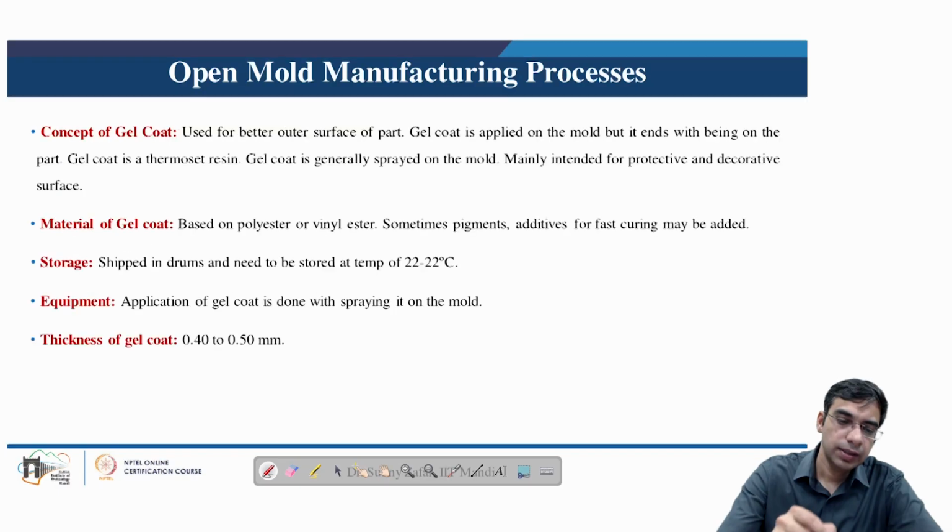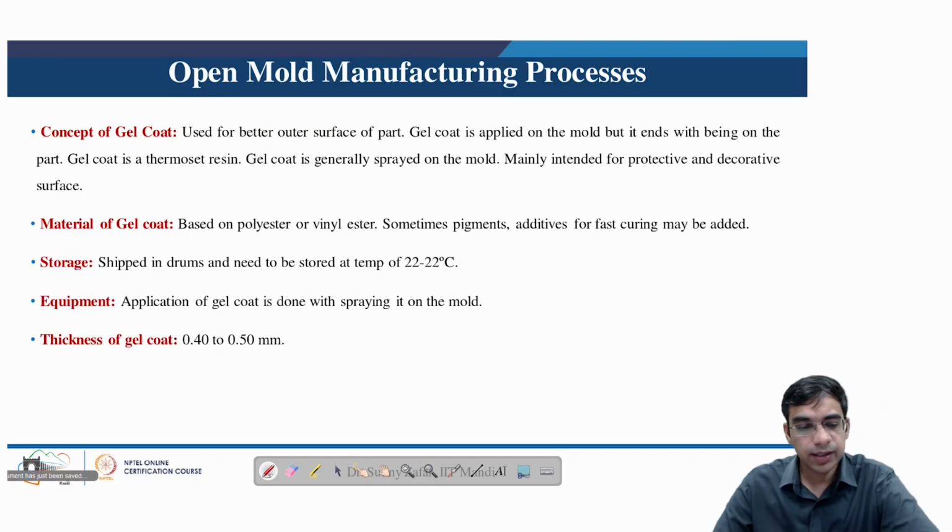In this regard, there is a concept of utilizing a gel coat. A gel coat is basically applied on the outer surface of the part. The gel coat is applied on the mold, but it ends up being on the part in the completely cured part.